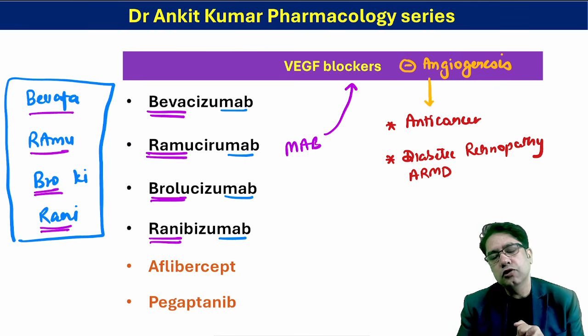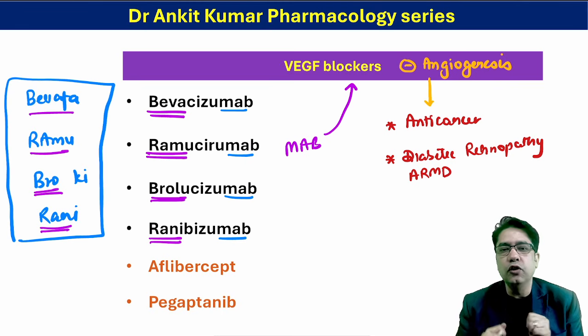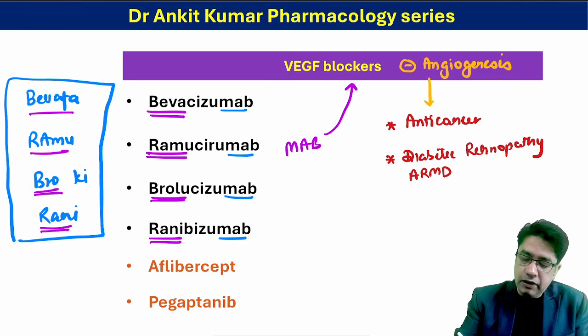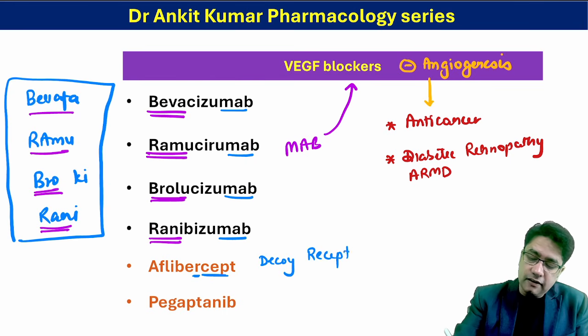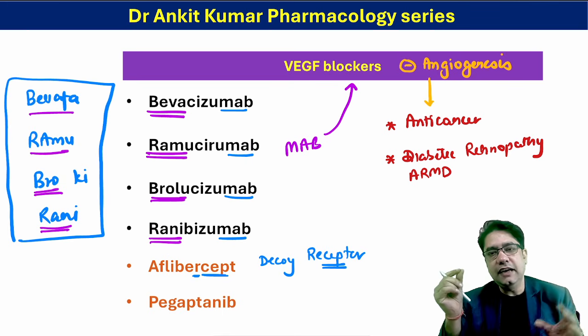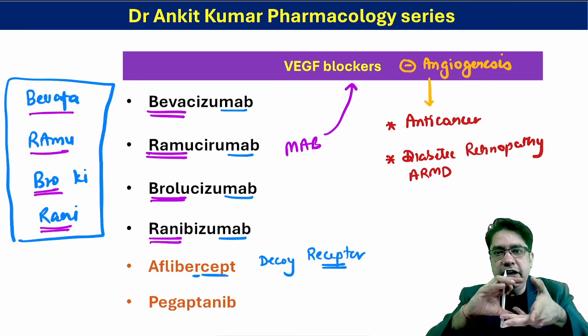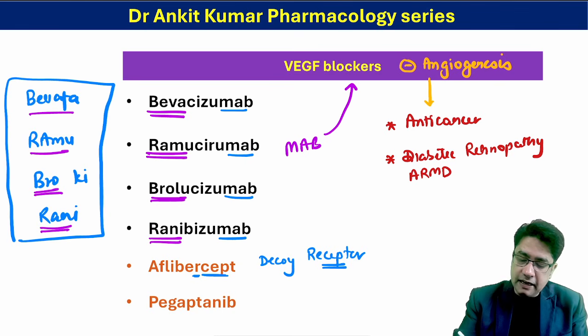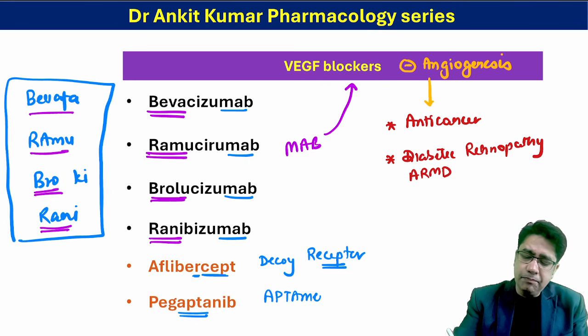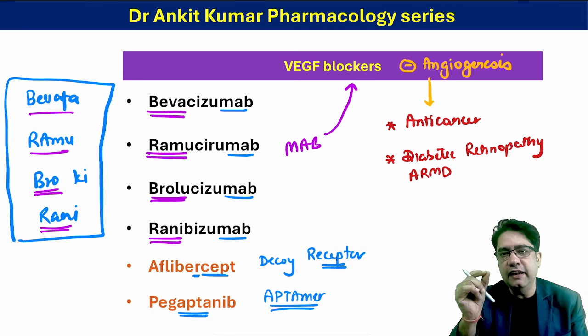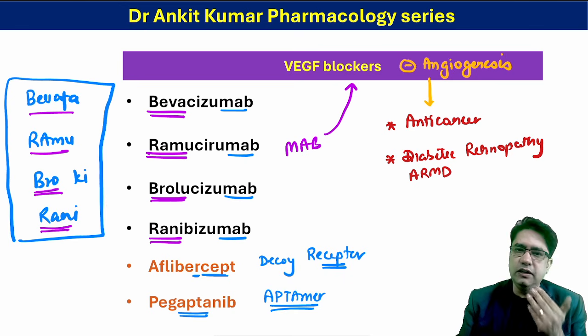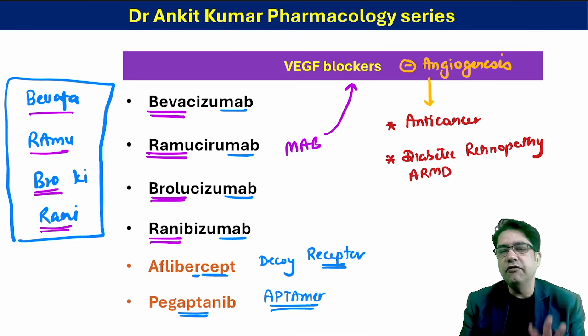Now, two more drugs also block VEGF, but they are not monoclonal antibodies. Another drug we have is aflibercept. The "-cept" word is coming. Remember, it is a decoy. We can use the word receptor. So it's a synthetic receptor which will bind with VEGF and decoy or degrade it. Then we have pegaptanib. The "apta" word is coming. It is an aptamer. Aptamers are small nucleotide sequences of DNA which degrade VEGF. So these are the new drugs and the complete list of VEGF, vascular endothelial growth factor blockers.